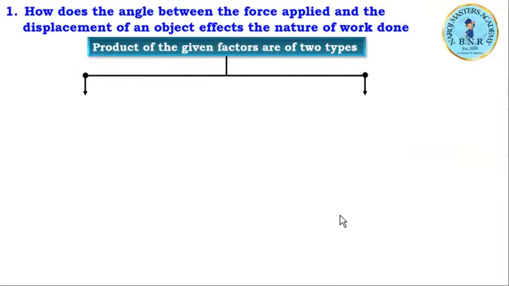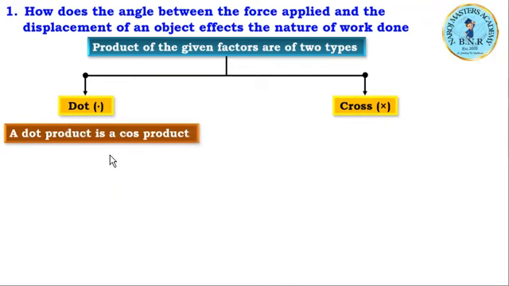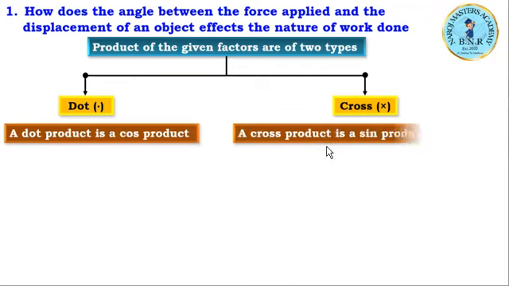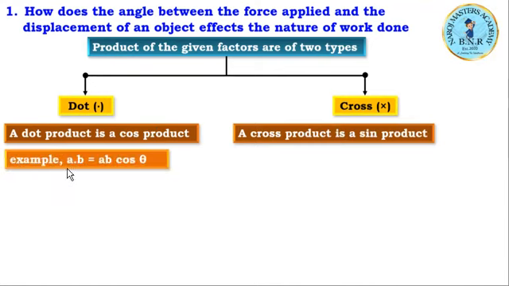How does the angle between the force applied and the displacement of an object affect the nature of the work done? Products of the given factors are of two types. One is the dot product and another is the cross product. A dot product is a cos product, whereas a cross product is a sine product. Cos and sine are of the angle here. For example, a dot product A dot B is equal to AB cos theta, whereas a cross product A cross B is AB sine theta.